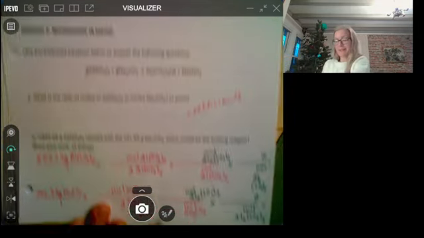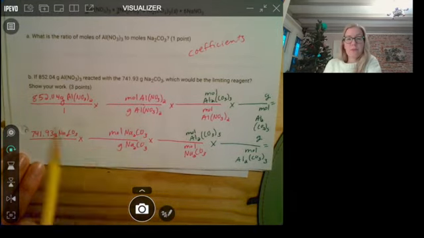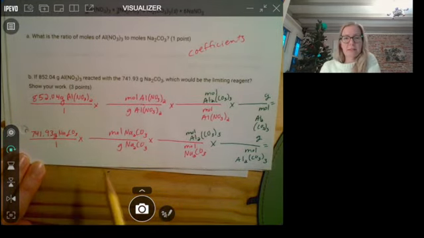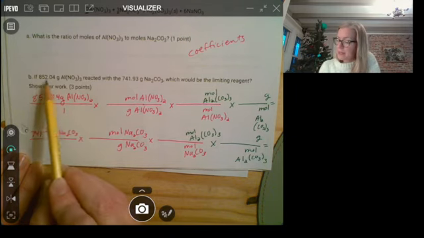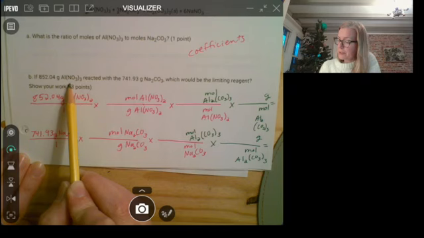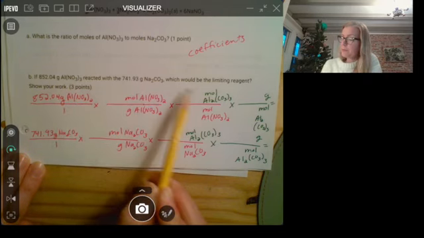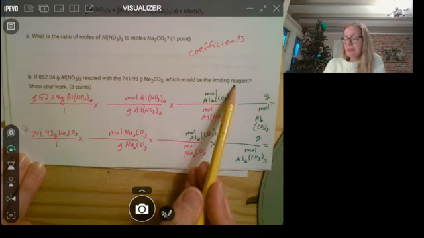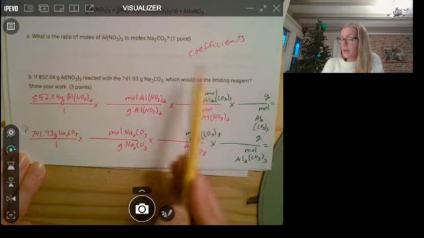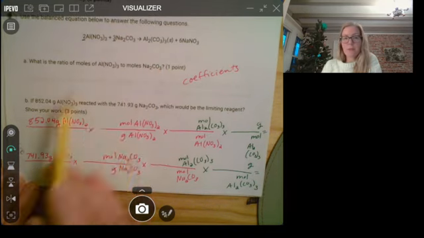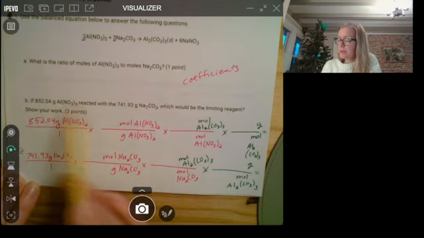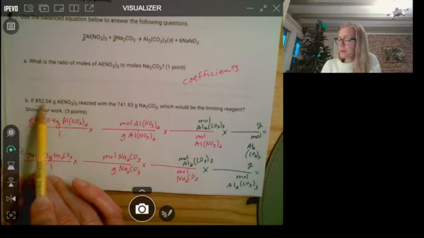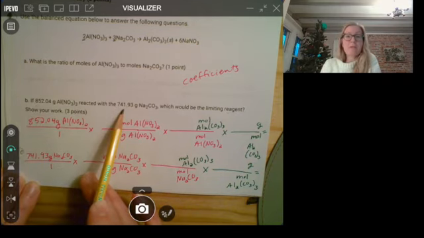Now in part B, it's a big calculation. So I tried to kind of set it up for you because I know that this is a lot. It's saying if you react that much AlNO3 with that much Na2CO3, which would be the limiting reagent. I'm teaching it in a slightly different way from the way the book did that I think is easier, okay? The limiting reagent is the reactant that gets used up first. We can't really tell by looking which one's going to get used up first. You can't just say, well, there's more of the AlNO3, so I bet the Na2CO3 will be used up first because there's less grams of it, okay?